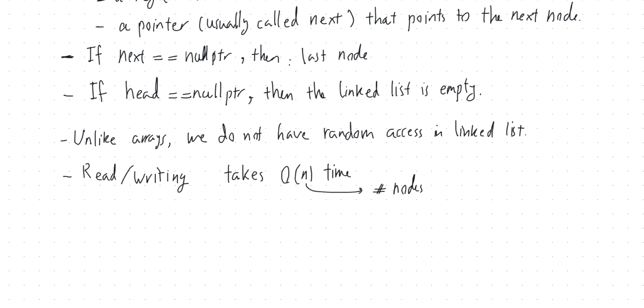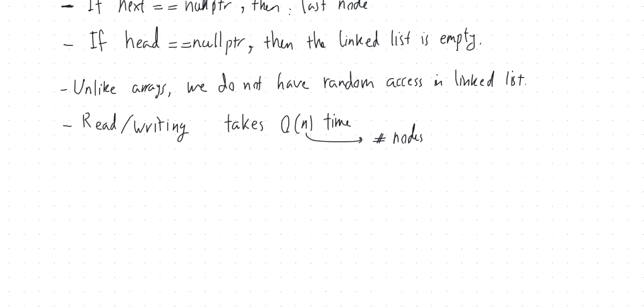If you want to see the first value in the first node, that's fast. But if you want to see the thousandth or two thousandth and so on, then it takes you a while, because you have to traverse to that node to see what data is stored. So no random access. Reading and writing the value in the nth node takes order n.